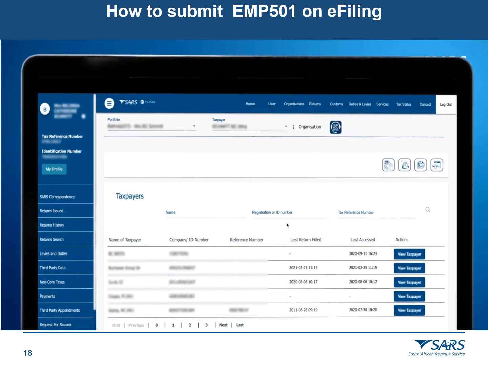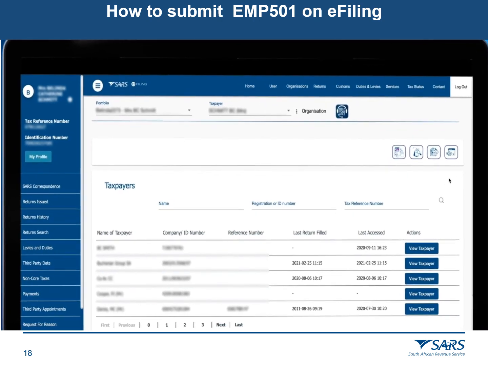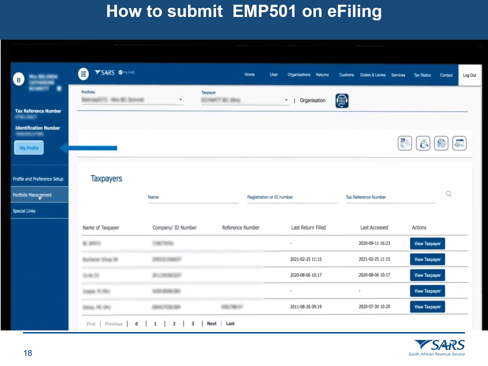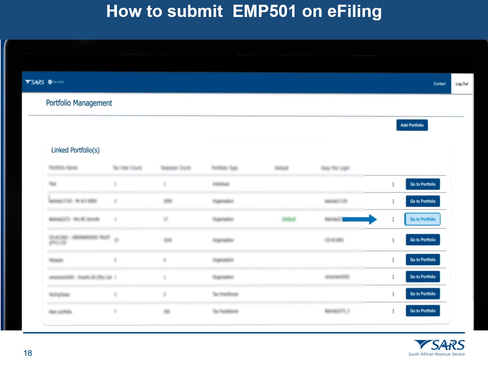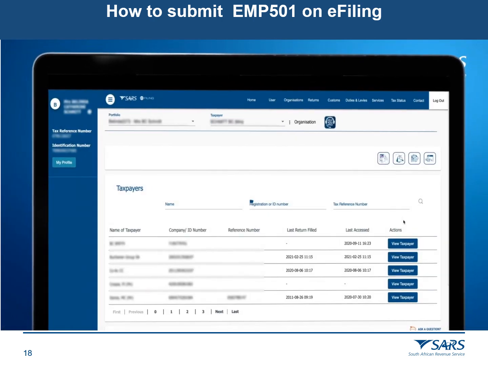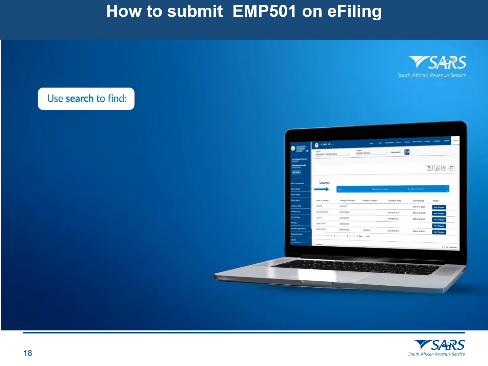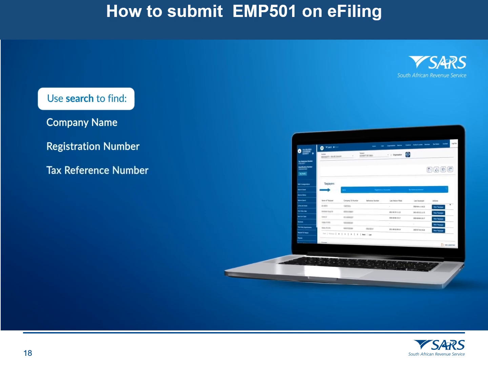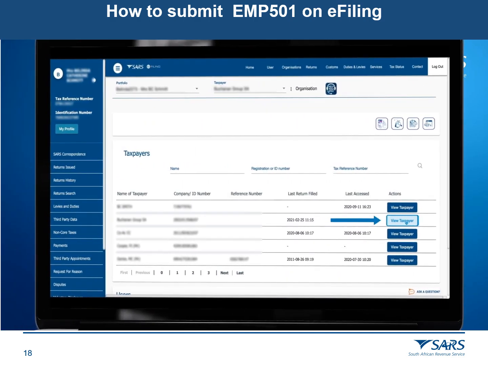You will land on the dashboard. If the applicable organization portfolio is not set as default, you will need to open it. Click My Profile on the left and then on Portfolio Management. Click Go to Portfolio once you have selected the applicable portfolio. You can use the search function to look for a specific taxpayer using one of the following: company name, registration number, tax reference number. Once you have found that taxpayer, click View Taxpayer.